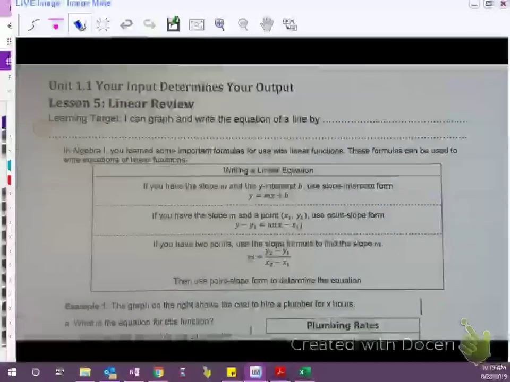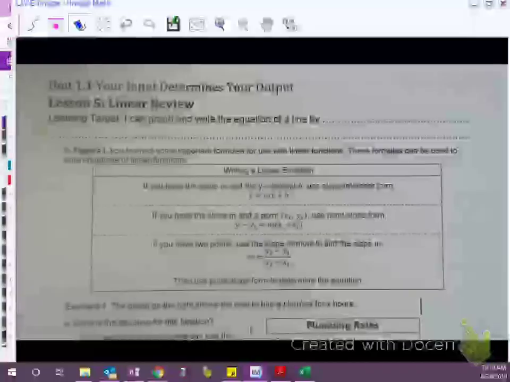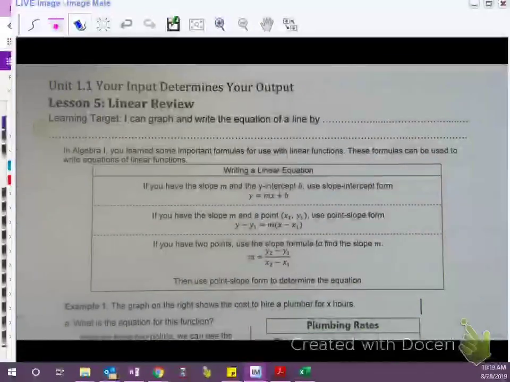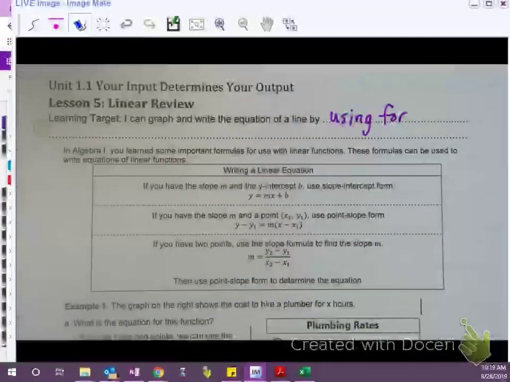So the learning target for this set of notes: I can graph and write the equation of a line by using formulas. And we're going to use the formulas that you learned in Algebra 1.